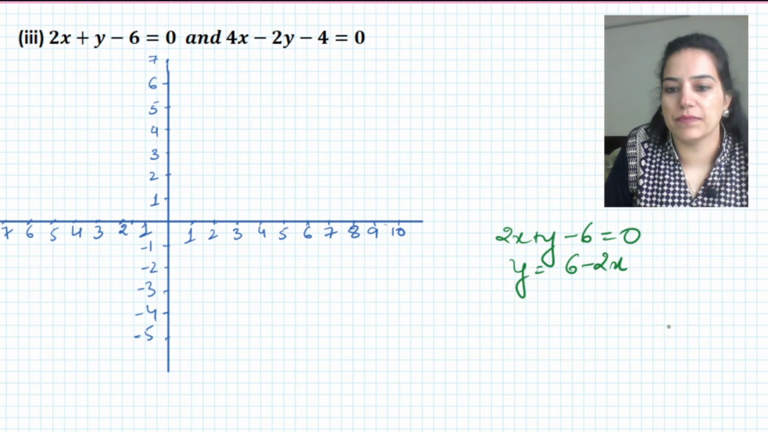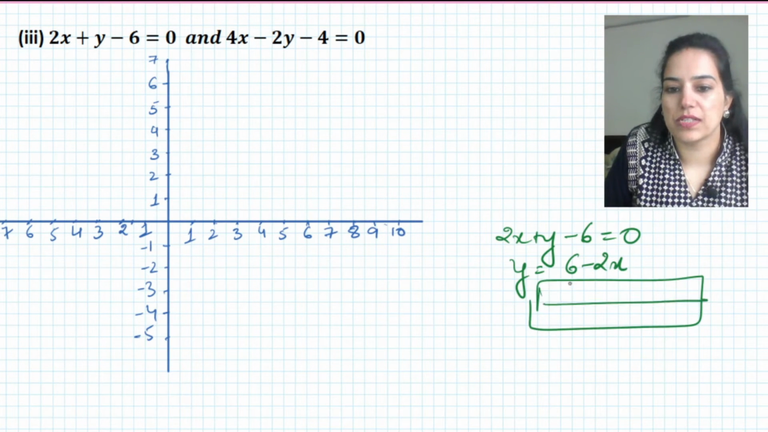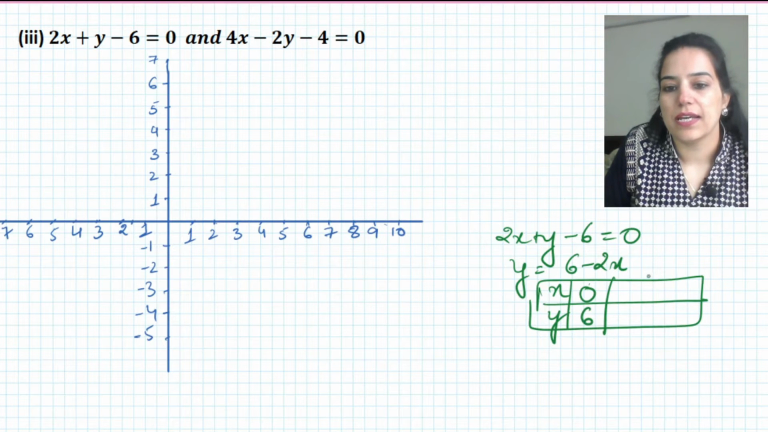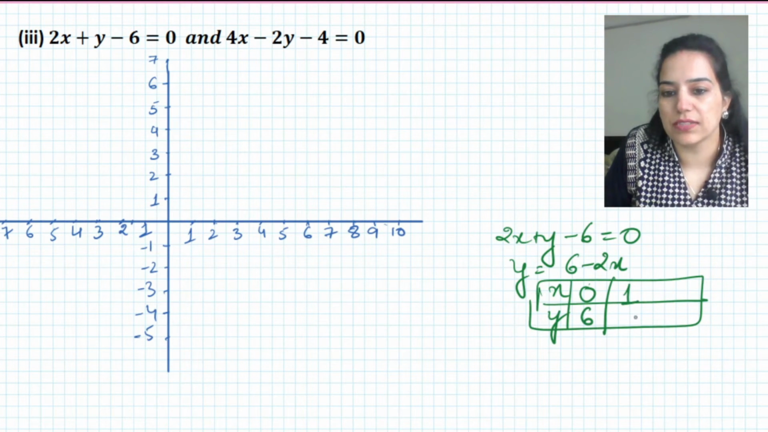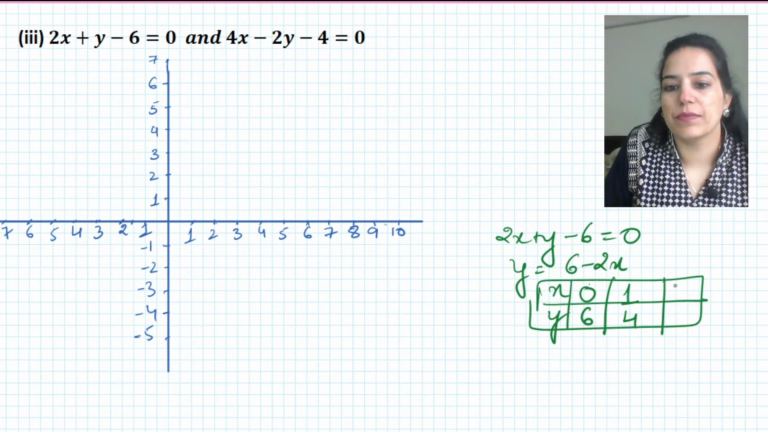So let me find the points. You should always take 3 though, but if you're very sure, only then take 2. So if I put x equals 0, I get y equals 6. And if I put x equals 1, I get 4. And if I put 2, I get 2 here, right?